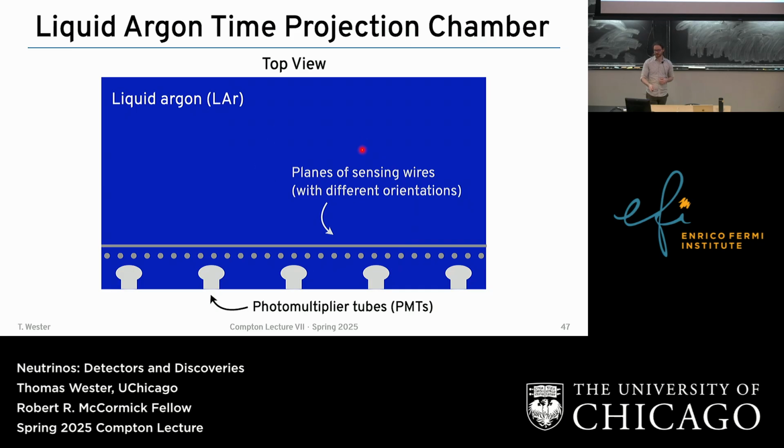So the blue area shows the liquid argon, and then a row of photomultiplier tubes behind it, and then these wire planes that I talked about before. They're arranged perpendicular to each other.